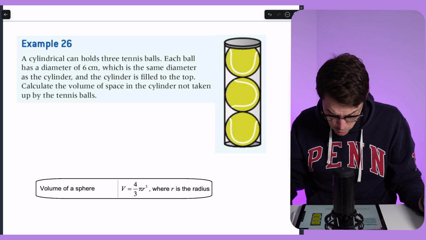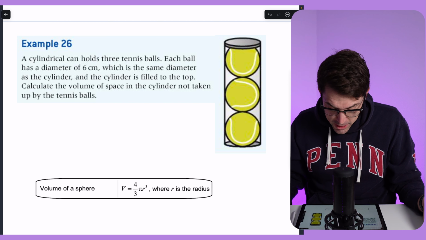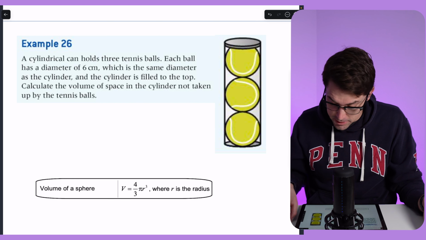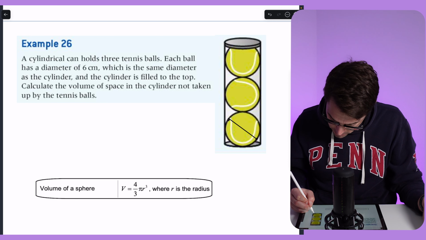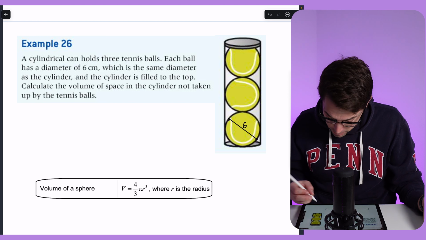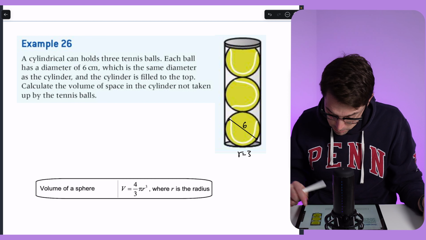So we're given that a cylindrical can is going to hold 3 tennis balls, and each of these balls has a diameter of 6 centimeters. So from here to here, going through the middle, we're going to have 6 centimeters. Right? What does that mean? That means that the radius is going to be equal to 3.